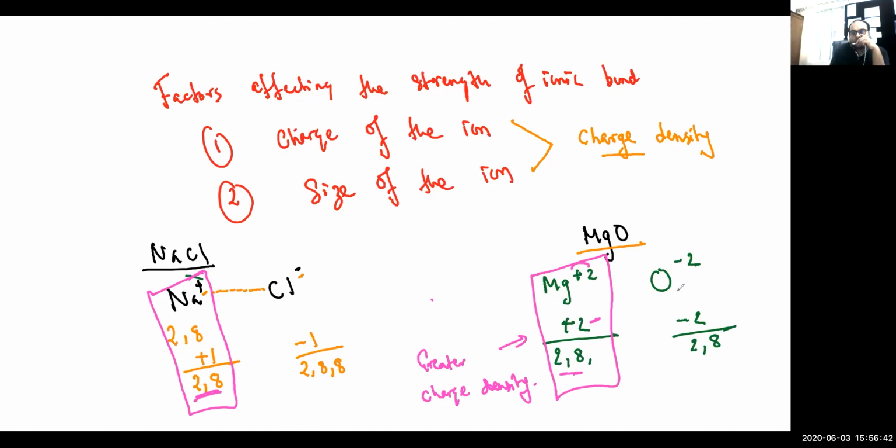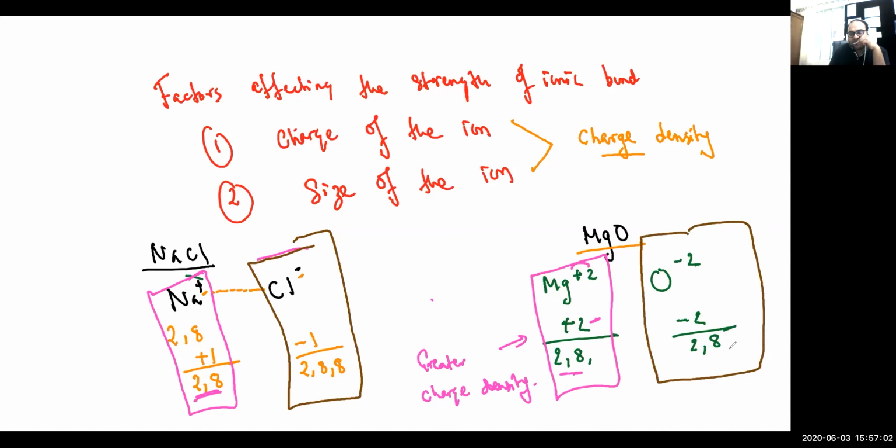Let's now come to oxygen. Chlorine is -1 and its size is 2,8,8. Oxygen is -2 and its size is just 2,8. It has 2 shells. This has 3 shells. So this has a greater charge as well as a smaller size. This also has a greater charge density.